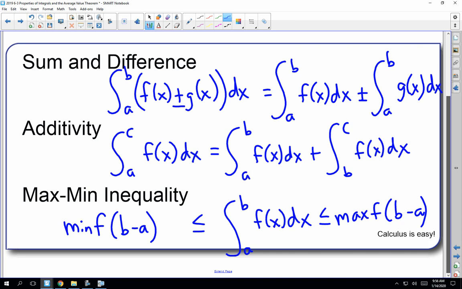This is b minus a, right? It's just b minus a. No, it's not an integral. The max of the function is just the highest, the absolute max. It's the highest value it reaches on the interval from a to b. If you multiply that by the length of the interval, it's guaranteed to be more than the value of the integral. That's because that's like the hugest rectangle you could have underneath it, and the integral is going to be something less than that.